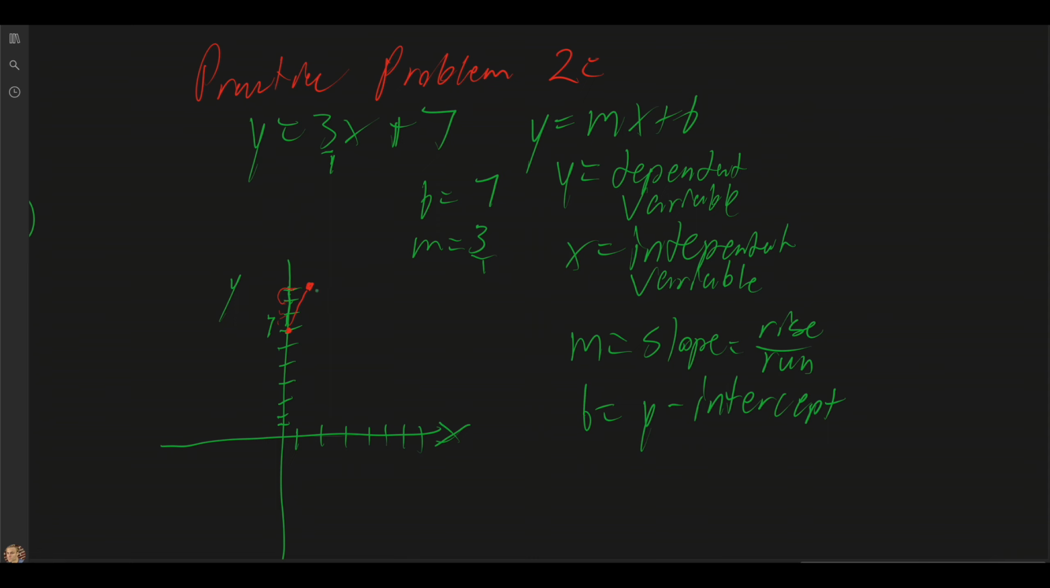So we can go up from this point another 3 dots, then over 1 as well. So we can go 1, 2, 3, and over 1. This is where the next dot is. And this is how we plot our linear function. Feel free to take a screenshot of this as well.